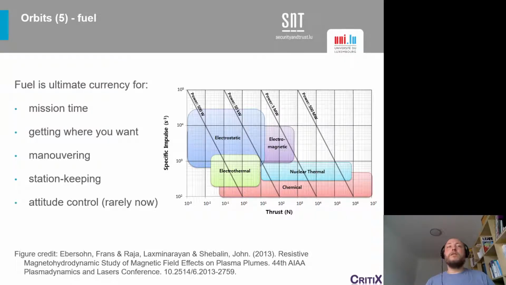Then fuel is required for station keeping, just to counteract those small disturbances that are affecting the satellite. And it used to be used for controlling the attitude of the satellite, so the angle it is positioned at with respect to some object of interest. But now we have technologies where it can be done electrically by reaction wheels, by magnetorquers, or by some more efficient electrical means. So it's not the case for the moment.